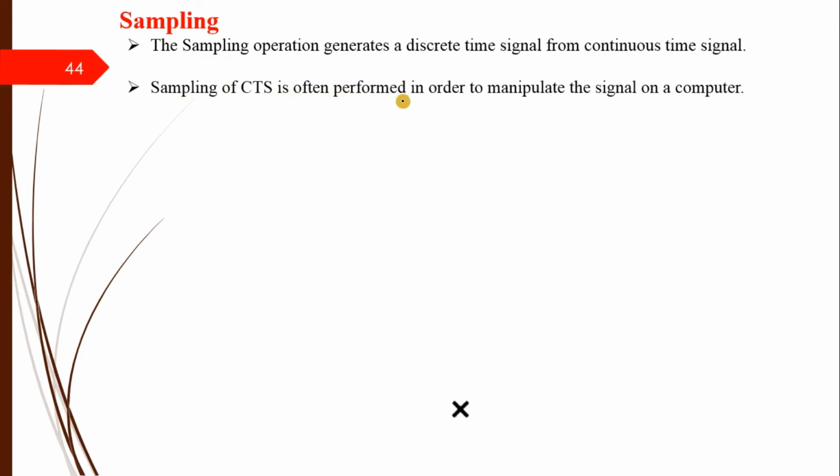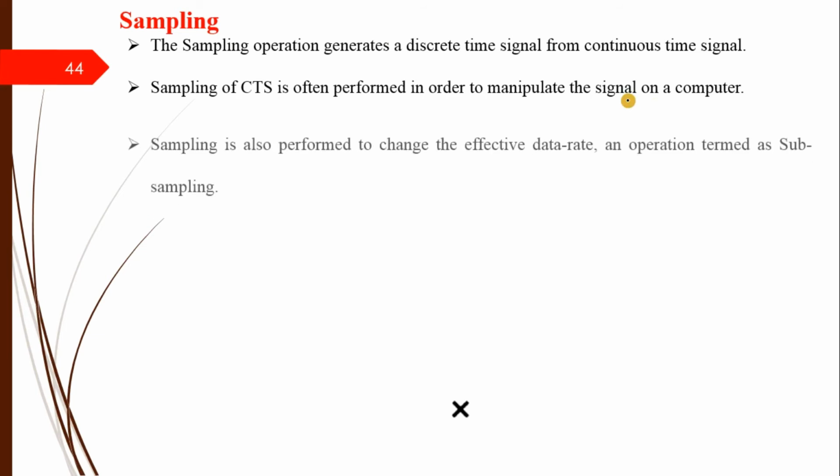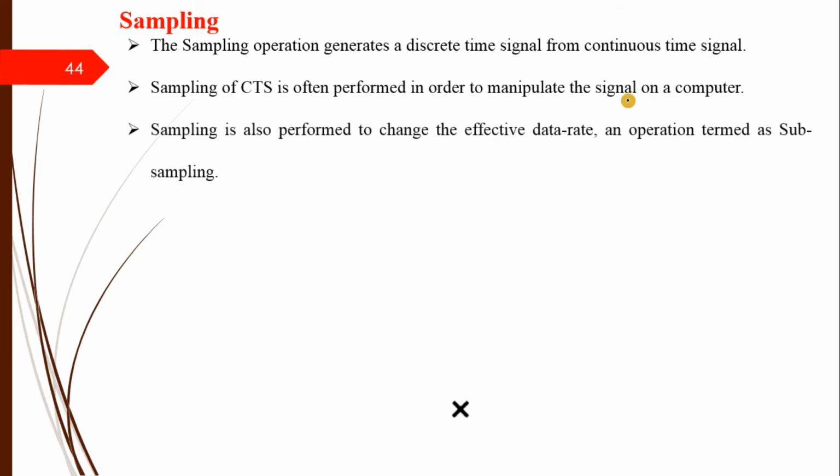Sampling of a continuous time signal is often performed in order to manipulate the signal on a computer. If you want to feed some data into the computer, I need finite values. In order to make finite values, I have to break the continuous time signal into a lot of discrete, single components, so that I can store it in my device and process it. So that's why sampling plays a very important role. Sampling is also performed to change the effective data rate, an operation termed subsampling. We will come to more explanation on subsampling in the very next slides.